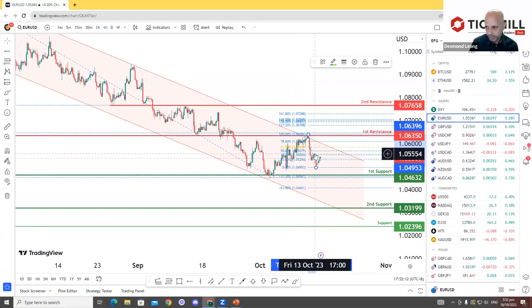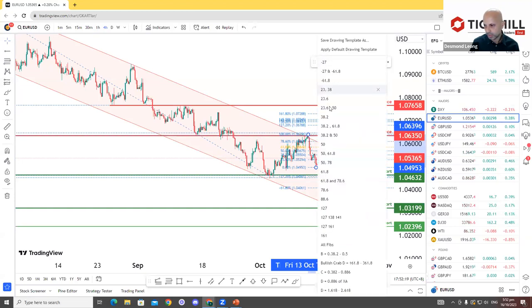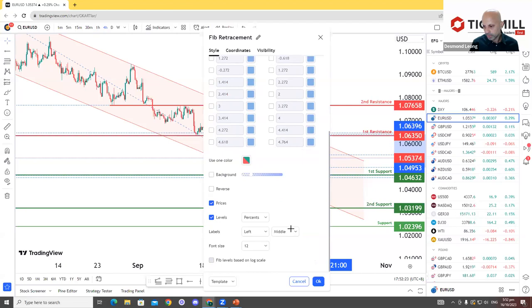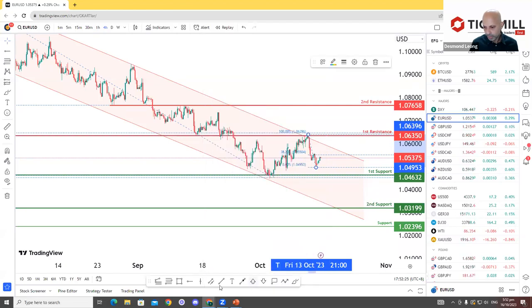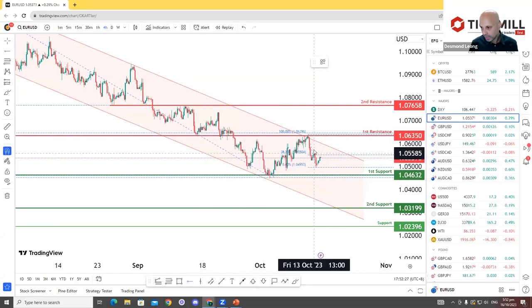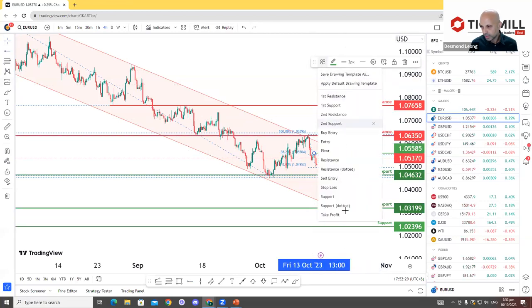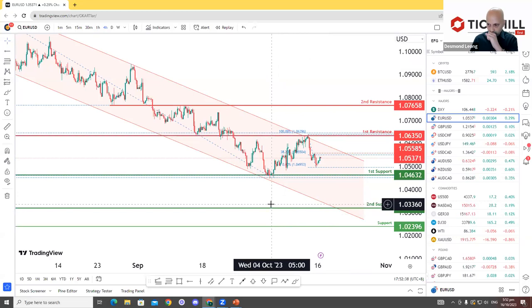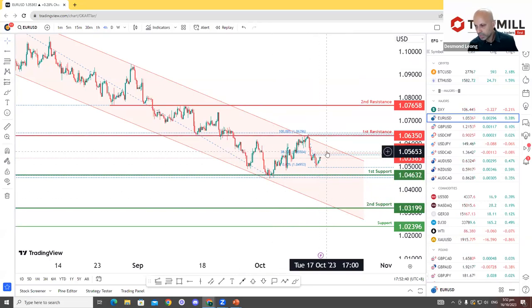So probably on the 4 hour time frame, we can identify this level here at 1.0550 as an intermediate resistance as well. So let's keep 38.2%, and we'll add in the intermediate resistance level here, which is at 1.0558. Right, so we have an intermediate support resistance level at 1.0588.